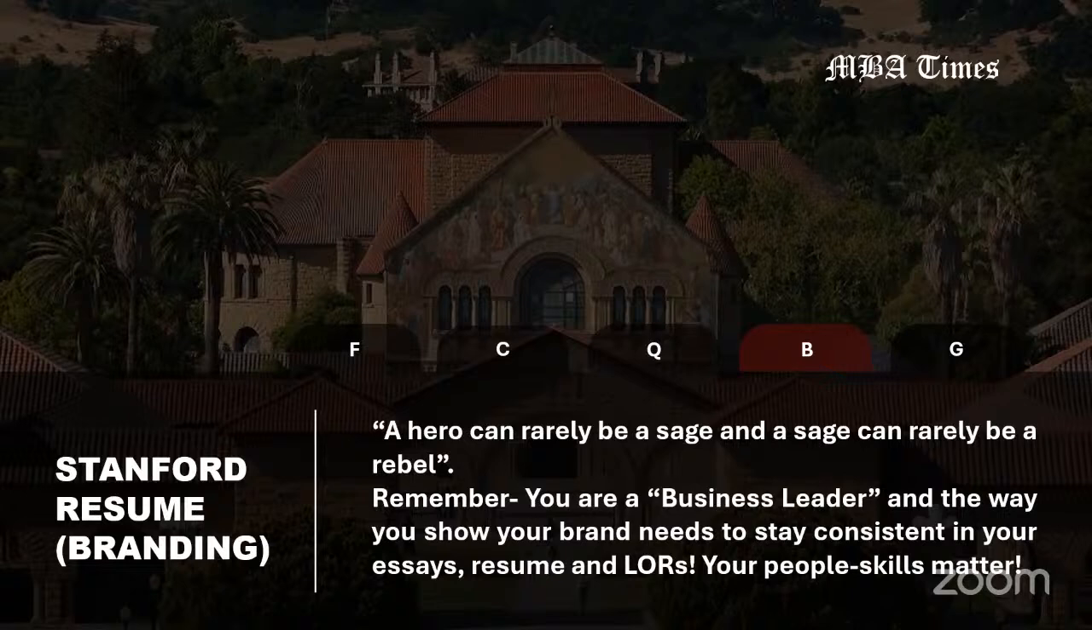There are some overlapping qualities, and there is a possibility that you can create a similar LOR and resume, but essays will still have to complement the resume and LOR. So always create a new one.